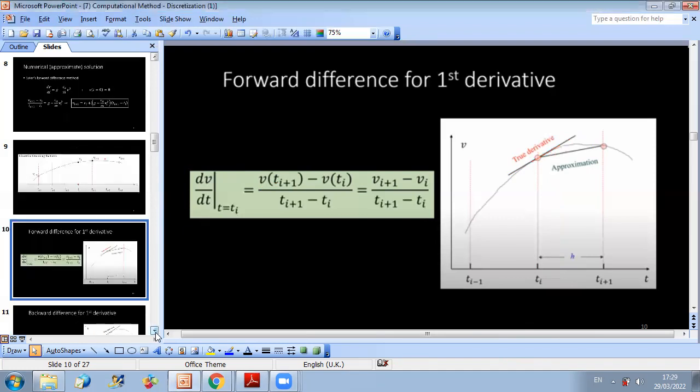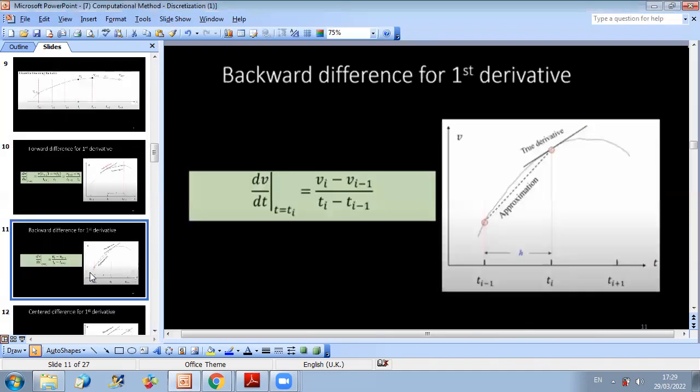Now, another idea will be to take the point just before. So this is called the backward difference method for computation of the first derivative. The only difference is that instead of taking points i and i plus 1, you take points i and i minus 1. Now, what will be the difference and how is the error affected? We'll study this together in this chapter.